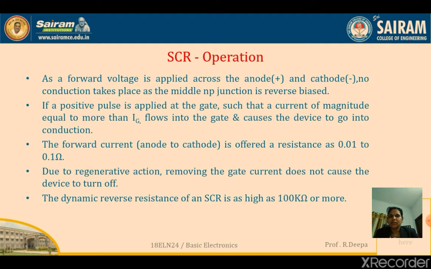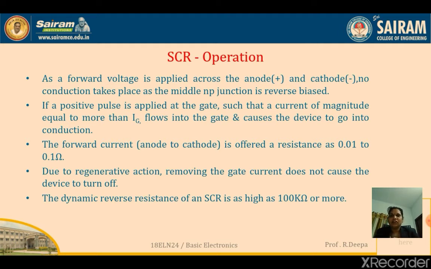During this time, the upper PN junction will be forward biased, and the lower PN junction is also forward biased, whereas the middle NP junction will be reverse biased. This makes the device not conduct. Hence, during the forward biasing of the SCR, there will not be any flow of current from anode to cathode. There is no conduction as the middle NP junction is reverse biased.